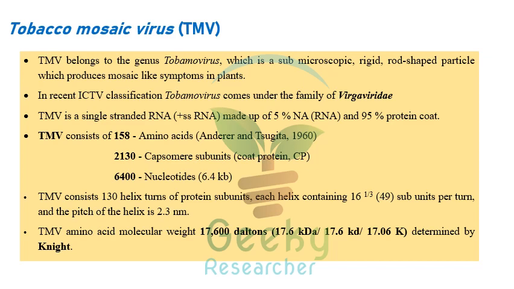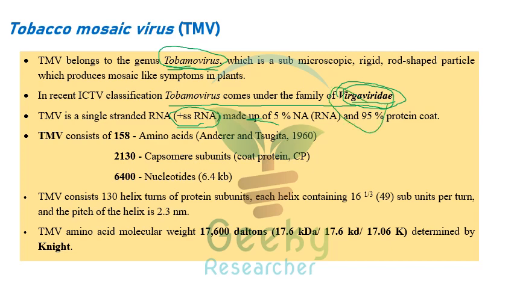Let's have some general description and knowledge about tobacco mosaic virus. Tobacco mosaic virus belongs to the genus Tobamovirus, which comes under the family Virgaviridae. We discussed that its genome is composed of RNA, that is, positive single stranded RNA. This question can also be expected in exams: tobacco mosaic virus genome is composed of positive single stranded RNA. It is composed of 5% nucleic acid and 95% protein coat, as we saw in the previous slide.